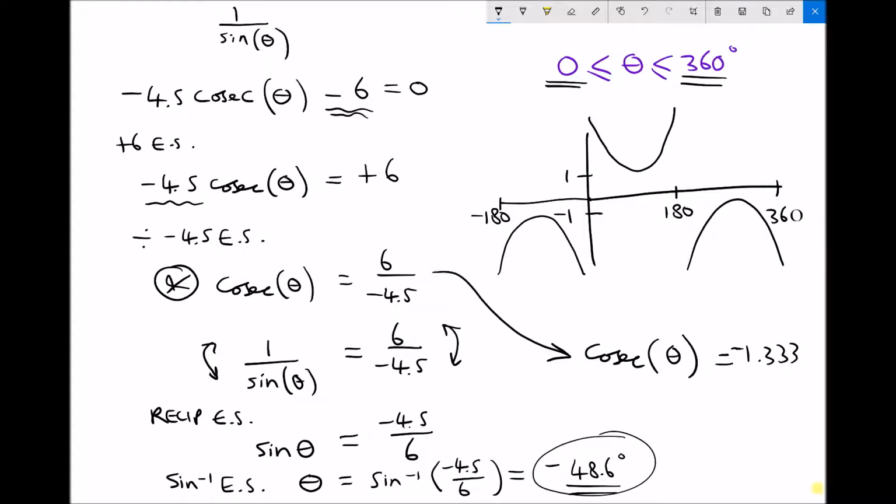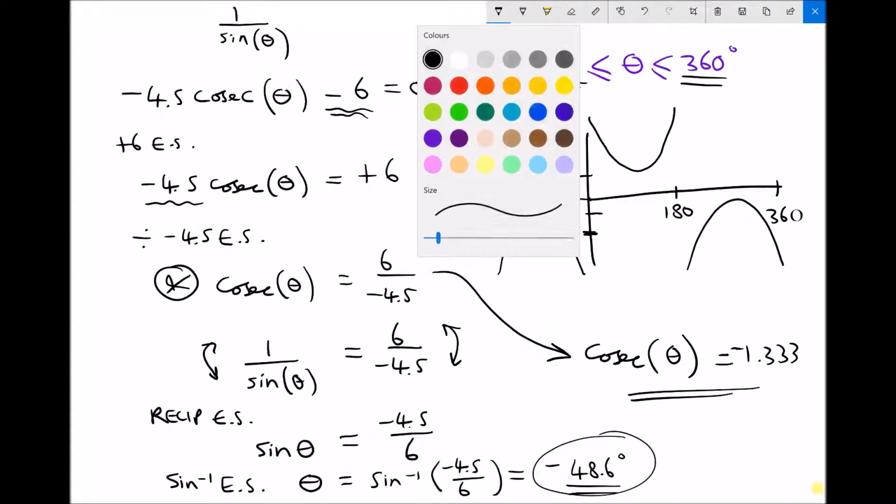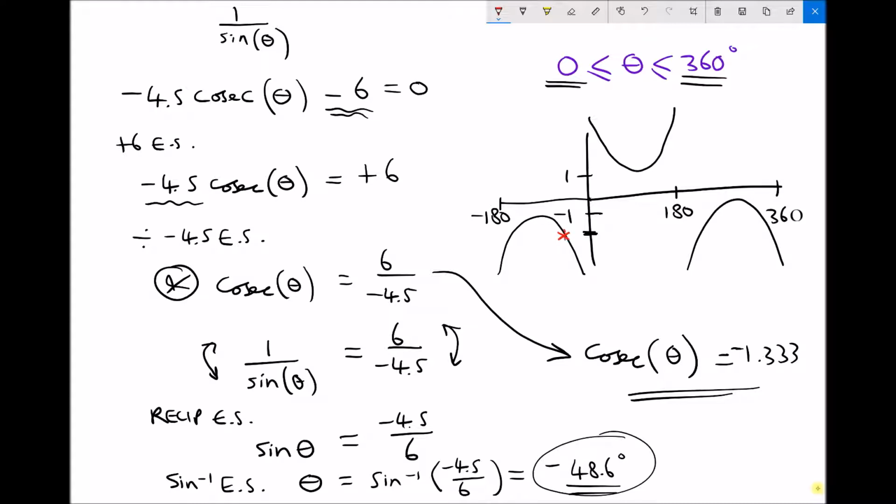Now we've found one solution that says the function cosec theta down here equals minus 1.33, so around here somewhere, when theta equals minus 48.6. So let's mark this on in a different colour. There's our solution, and our value of theta there is minus 48.6. Now here's the important thing. We know that this distance here is 48.6 as a distance.